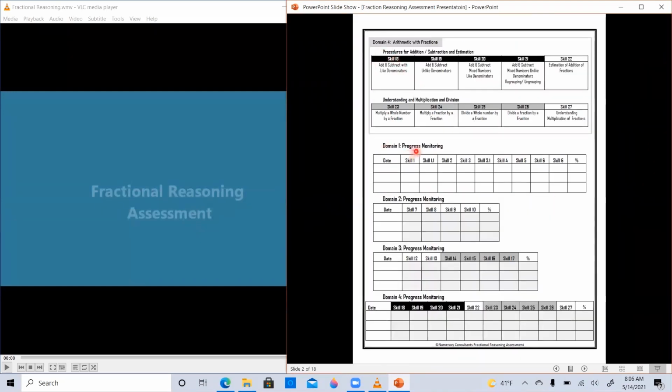The second page has the fourth domain on it, and it also has the progress monitoring. You would write the date there, put the student's score in, and this can be used as your progress monitoring. There are only three boxes for three separate times. So if you need to do more progress monitoring, just run a separate sheet, put the new dates on it, and you can continually use this as a progress monitoring tool.